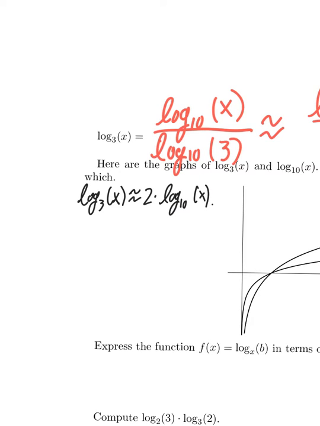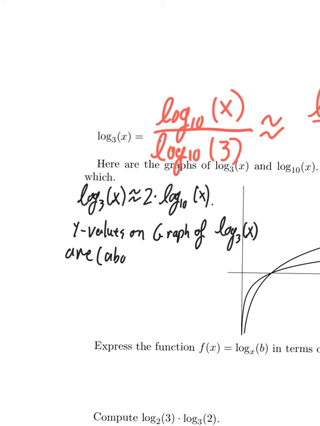What does that mean? That means, in terms of graphs, that the y values on the graph of log base 3 of x will be about double the y values on log base 10 of x.